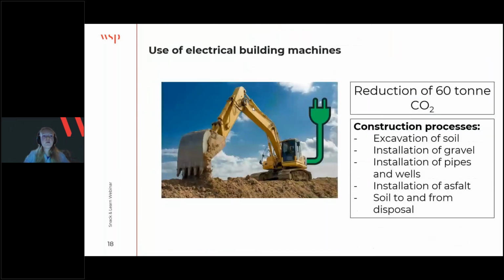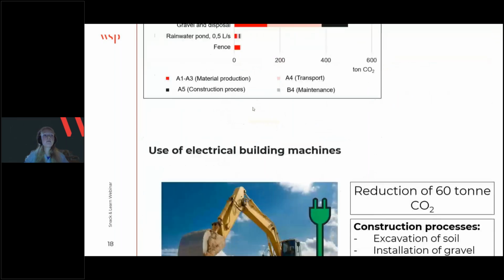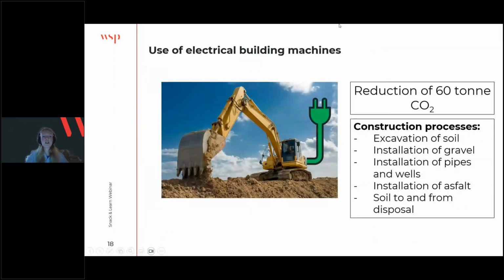So we sat down with this graph and some other, more detailed graphs, and then we used this carbon circle to see where we could reduce and optimize. Now I will present to you some of the optimization actions that we discussed. The first one is the use of electrical building machines, and this reduced the footprint by 60 tons of CO2. This could be for construction processes like excavation of soil, installation of gravel, pipes and wells, asphalt, and of course soil to and from storage.